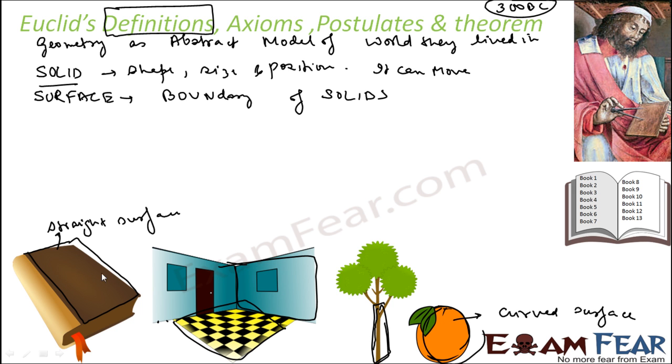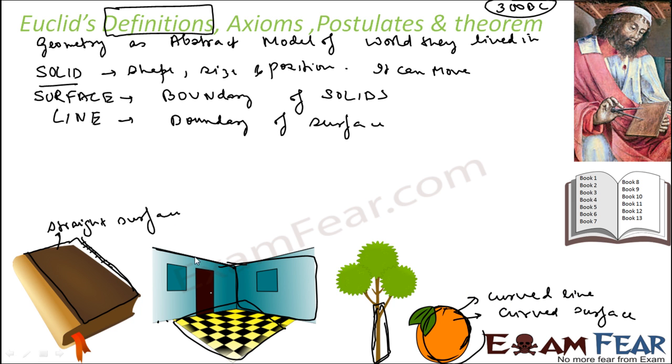The boundaries of these surfaces are called lines. If you see the boundary of this surface, this is one line, this is one line. They defined a new term called line: the boundary of a surface. A line can be a straight line or a curved line. This line is a curved line, and this line is a straight line. And these lines end in a point. If I'm thinking of a line from here to here, it has a starting point and an ending point. So they defined a term called point, the end points.